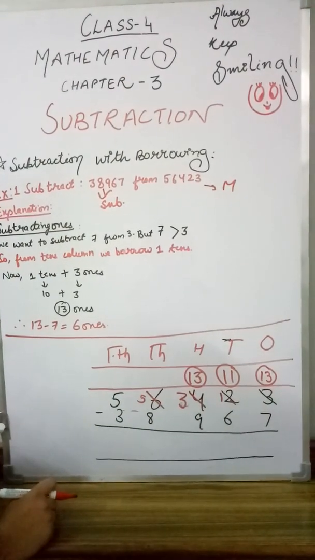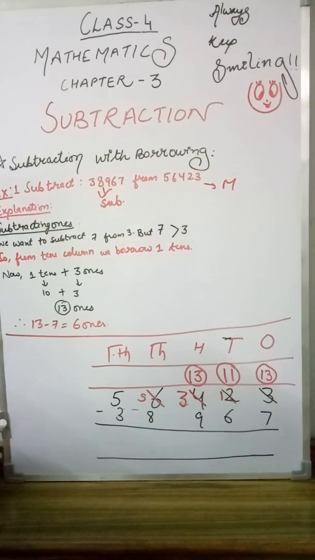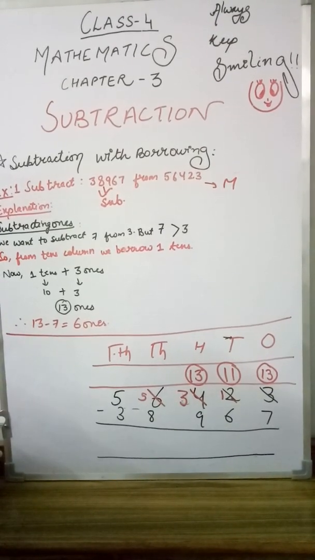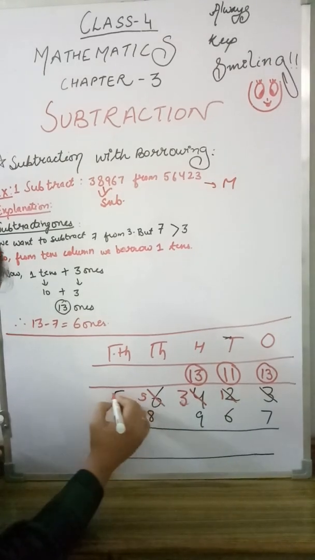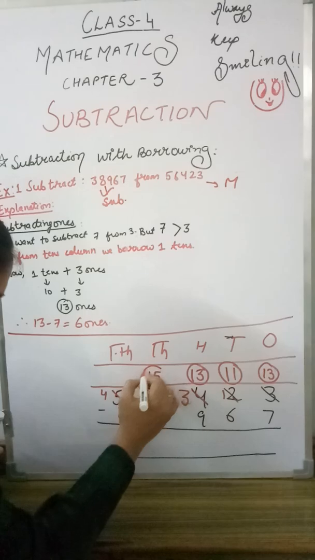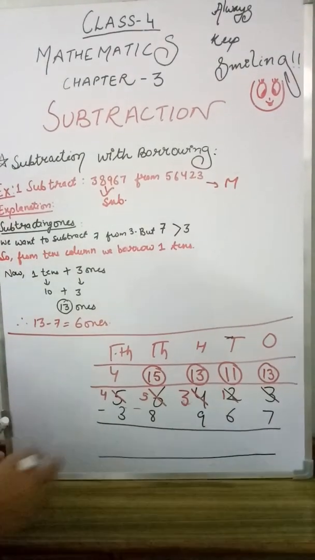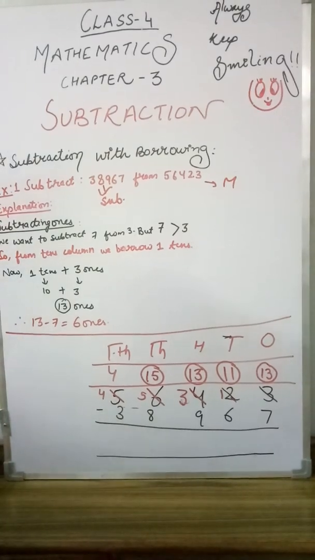Again 5 is smaller than 8, we cannot subtract this number. So this time what will we do? We take help from the thousands place and here it becomes 4 and it becomes 15. Now all the numbers are bigger, so let's start subtracting.